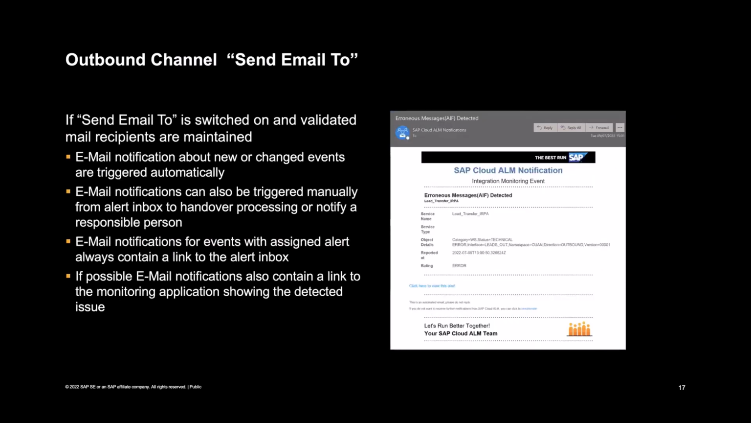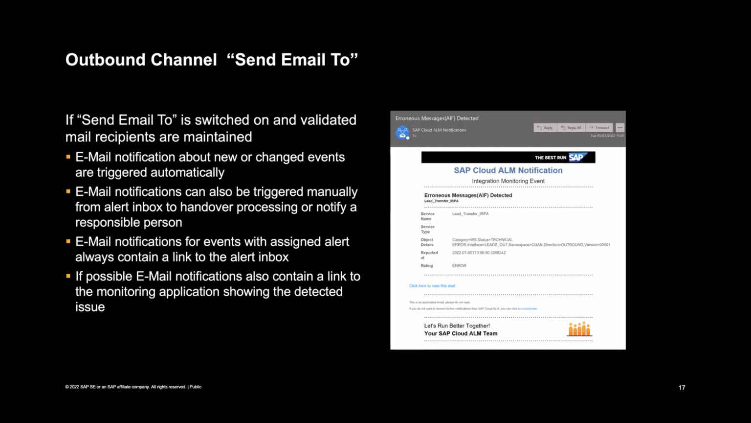The next outbound channel I'm talking about is sending an email notification. If this email notification is switched on and you add a valid email recipient to this outbound channel, then each time the event situation occurs or the status of the event situation changes, meaning, for example, where the event situation was rated yellow and now the situation got worse and is now rated red, then you also get an update about this event situation. An email notification is sent to all the recipients which are maintained in the configuration.